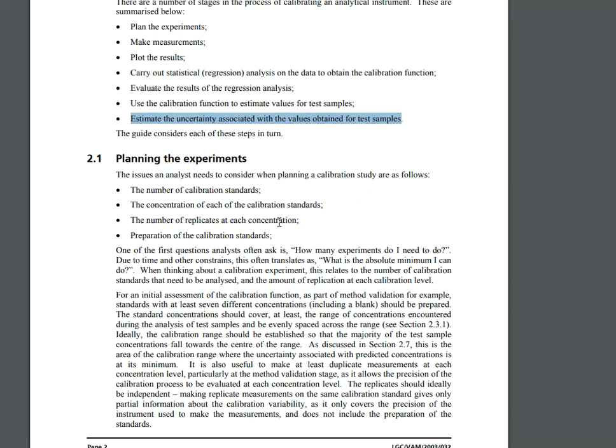The number of replicates at each concentration, right? So do you run them just one time and make your calibration curve? Or do you run each one of them twice or each one of them 3 times and do an average? And then how are you going to prepare the calibration standard? What are you going to be using? What's the process going to be like?